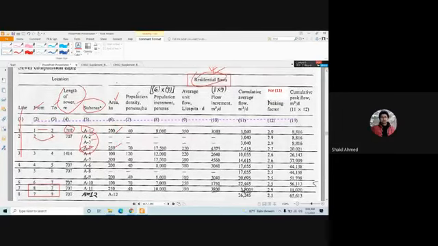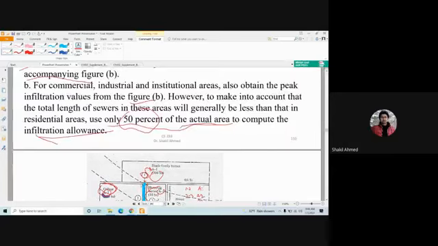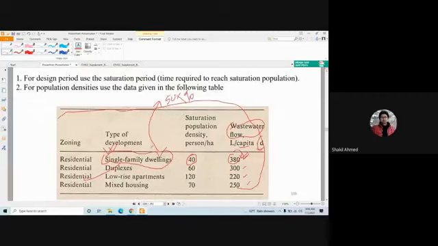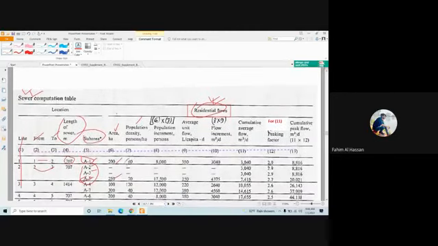Okay. Now population density, person per hectare. Let's see. A1 is single family homes. If you go back to our question, single family homes, what is the population density? Saturation, highest population density 40. Right? Yes, sir. Okay. 40. Clear? Yes, sir.